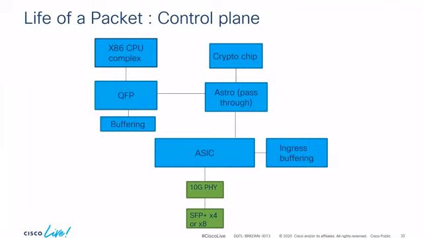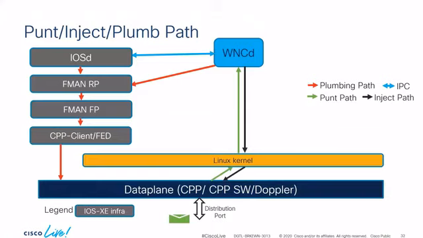Now, this is a picture you're familiar with. Packet enters from the port, it gets buffered at the port ASIC. It passes through the Astro because Astro is not really doing any manipulation to it. It comes up to the QFP. A QFP looks at the packet and decides, is this a control packet or a data packet? Since we're looking at control plane, it is going to punt the packet up to the CPU.